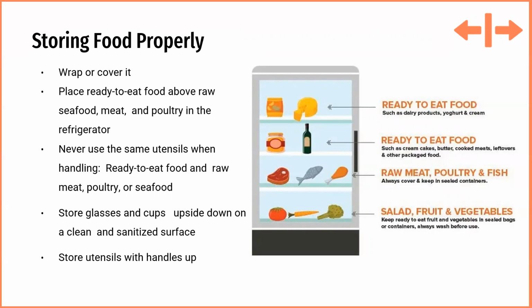And then in the refrigerator, you want to keep the eggs in their original cartons and store them in the main compartment, not in the door. And all ready-to-eat foods should be stored above the meats that are raw. And store the cups and the glasses upside down, and make sure our utensils are also stored with the handles up.